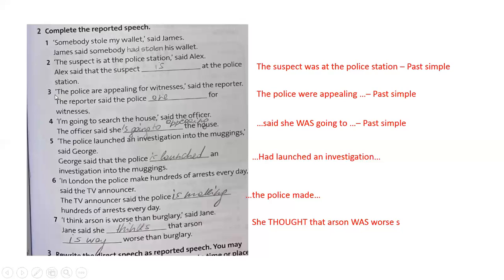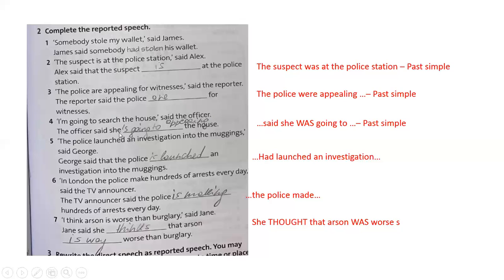Number 3. "The police are appealing for witnesses," said the reporter. The reporter said the police. The person who did this exercise decided to write are, but he forgot to use the rule of present, which is changed to past. So the police were appealing. That's the right answer here. Yes, were, not are.